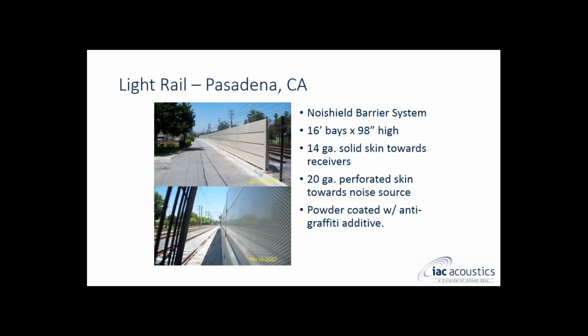airports. For the Pasadena, California light rail system, IAC Acoustics supplied several different projects. They all included 16-foot long bays, 98 inches high, with the 14-gauge solid skin facing the receiver and the perf skin towards the rail line. They were all powder-coated with an anti-graffiti additive so that the panels could be cleaned without damaging the powder coating. You can see that we were also able to supply the support columns powder-coated to match the panels for an attractive appearance.